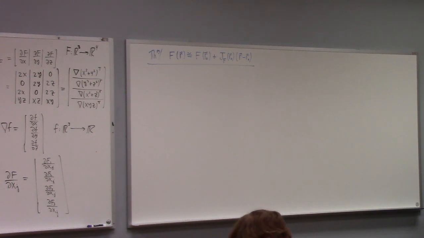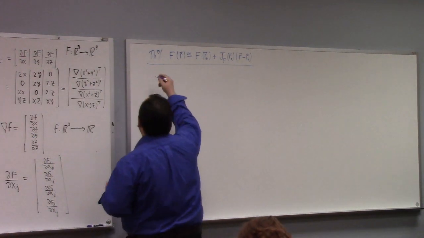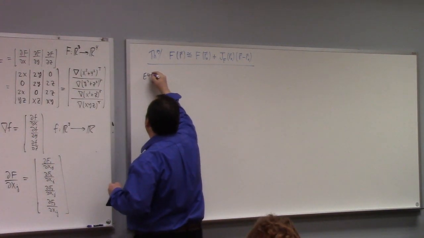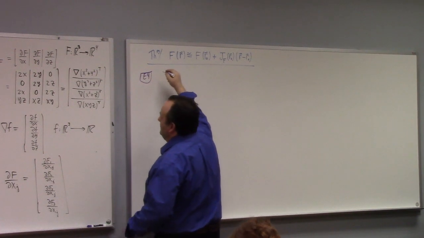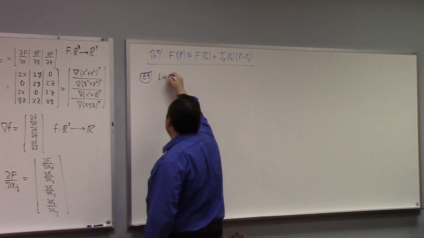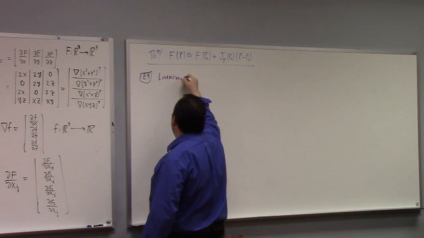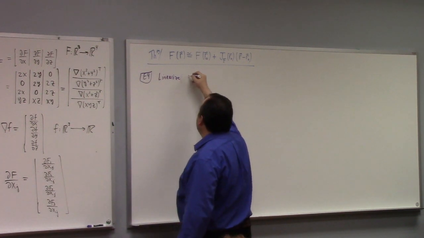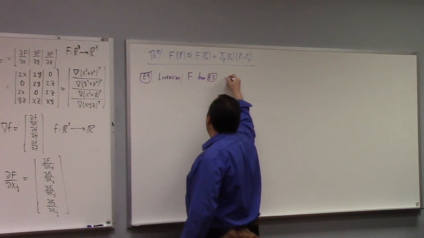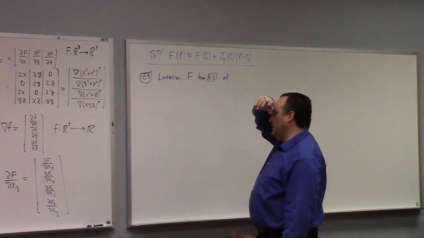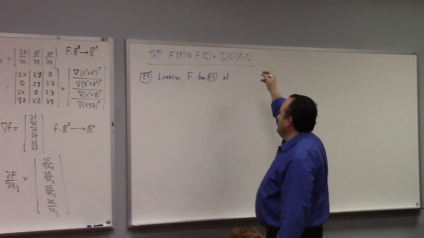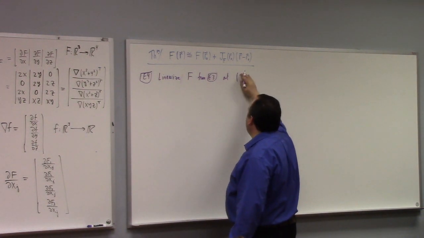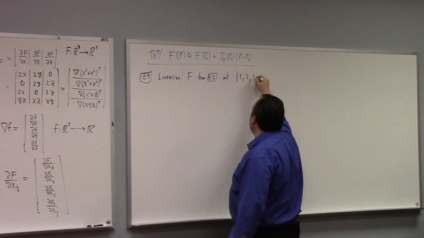Let's actually do it for my example 3 here. Example 3, we'll just call it example 4. So let's linearize the map from example 3. And let's do it at the point 1, 2, 3. That way we can see what's going on best, probably. 1, 2, 3. All right.